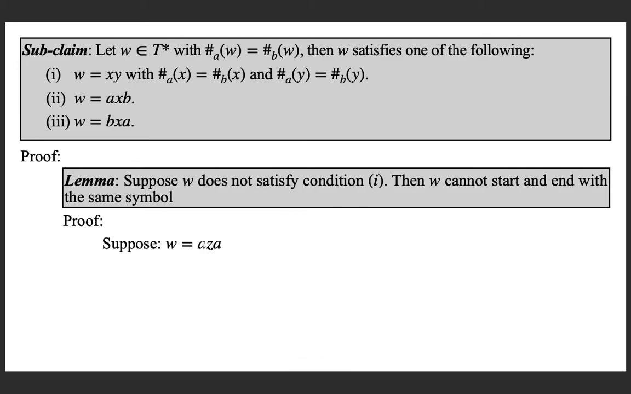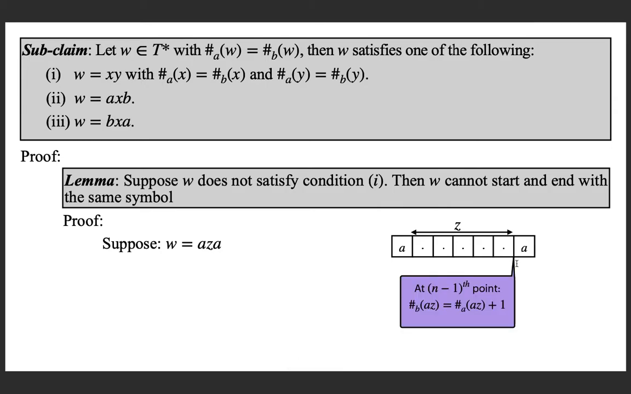For example, suppose W starts with A and ends with A, and you call the middle string Z. So how will W look? Like this. It starts with A, ends with A, and the middle string is Z. And now consider the point n minus 1, where n is the number of symbols in W. Up to this point the number of symbols is 1, here it is 0, here it is 2, and likewise it goes; this is n minus 1, and here is n.